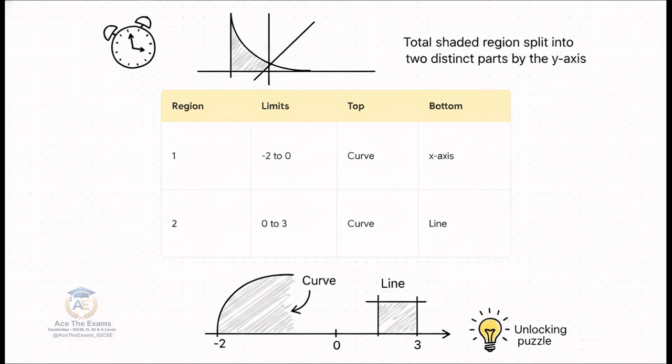We need to be able to visually recognize that, okay, from x equals -2 to x equals 0, the area is just the integral of the curve. But from x equals 0 to x equals 3, the area is the integral of the upper curve minus the lower line. Seeing that split? That is the entire secret to unlocking this puzzle.